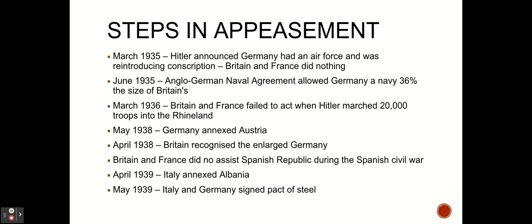In May 1938, Germany annexed Austria. In April 1938, Britain recognized the enlarged Germany. Sorry, those should be flipped. Britain and France did not assist the Spanish Republic during the Spanish Civil War, whereas Germany was quite involved in that. April 1939, Italy annexed Albania. In May 1939, Italy and Germany signed the Pact of Steel, so they became solidified allies.